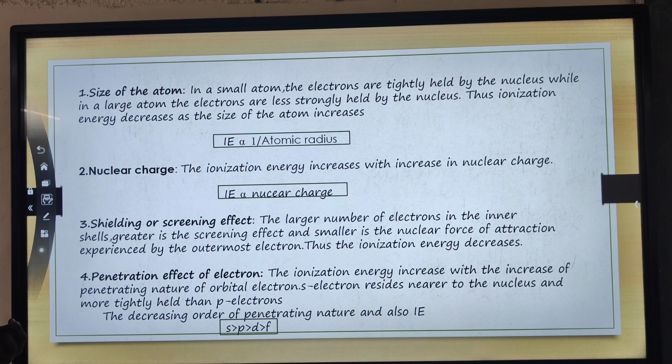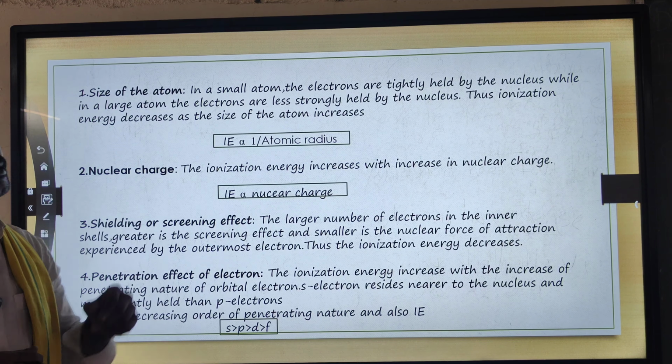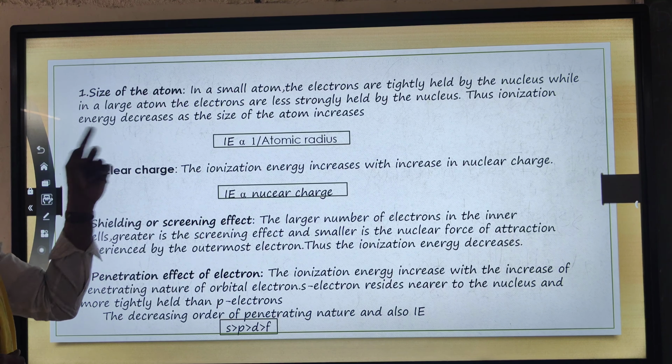Now we are going to understand atomic size, or size of atom. We call it atomic radius also. In a small atom, the electrons are tightly held by the nucleus because the distance between the center and the outermost electron is very short. Therefore, electrons are tightly held by the nucleus. At the same time, in a large atom, the electrons are less strongly held by the nucleus. This is the reason the ionization energy decreases when the size of atom increases. Therefore, ionization energy and atomic size are inversely proportional to each other.